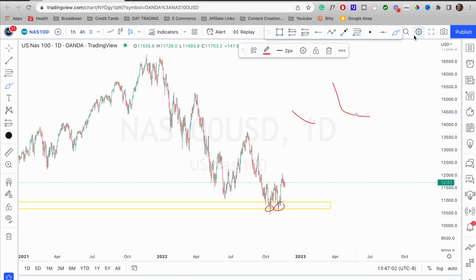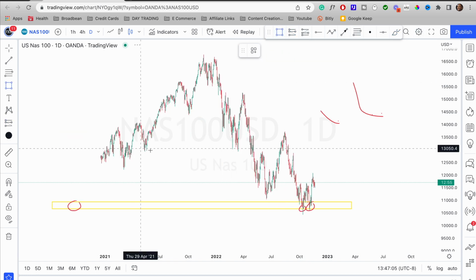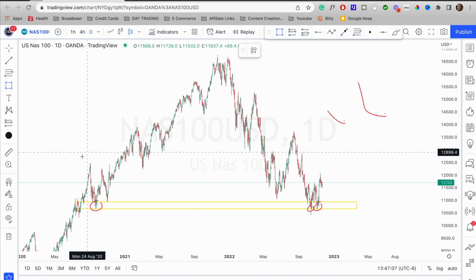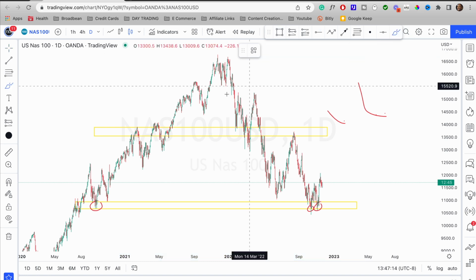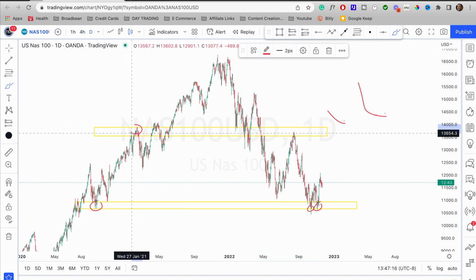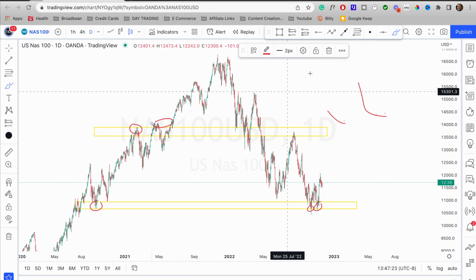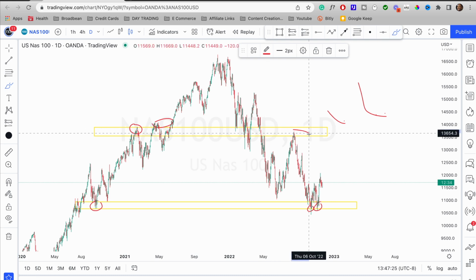Basically I want to show you the resistance area. Resistance is the exact opposite of a support. Every time price bounces off of a ceiling, I like to pretend it's a ceiling. If you throw a tennis ball at the ceiling, it's going to bounce back down. So these areas are basically areas of reversal.